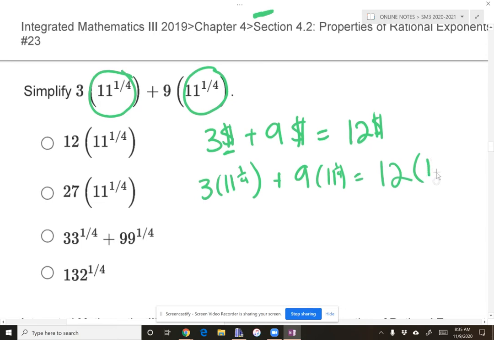12 of the 11 to the 1/4 power. Don't try to get crazy. Don't try to combine things. Okay, it's addition, so we're going to add them. Okay, and we can only add them if the things are the same, if the bases are the same and the root size is the same.